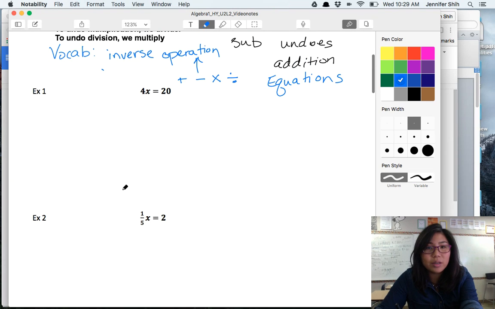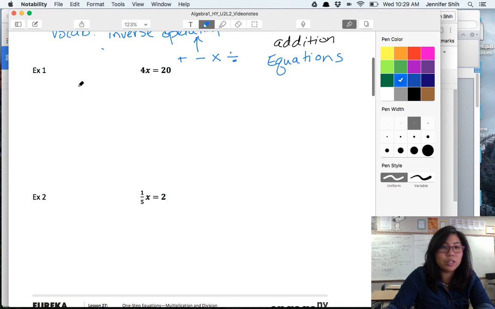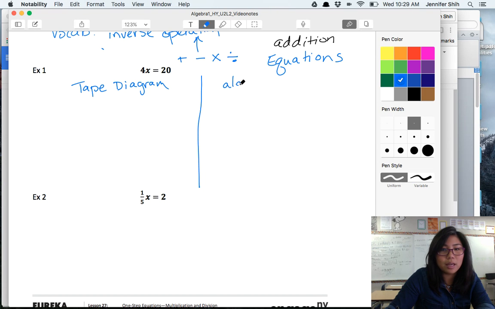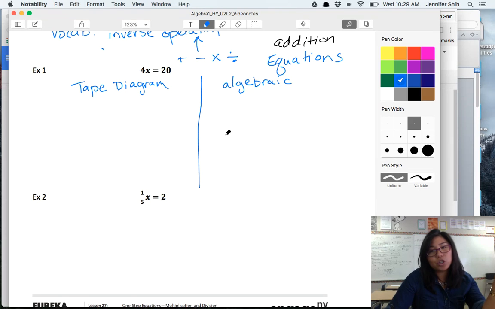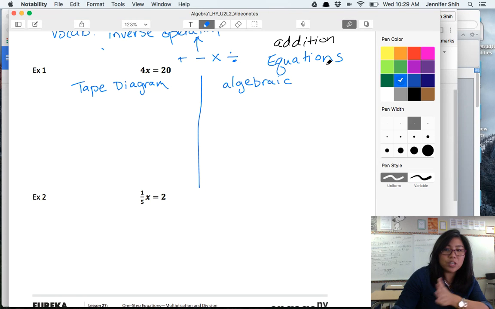So there's a couple ways that we're going to do this. We're going to do this with our tape diagram. And we are going to do this with the algebraic method. Eventually, you will be able to choose, and most of you should be choosing the algebraic method by the end of next week. But if you still want to use tape diagrams to model, when we model problems, then that's when we're going to use tape diagrams.